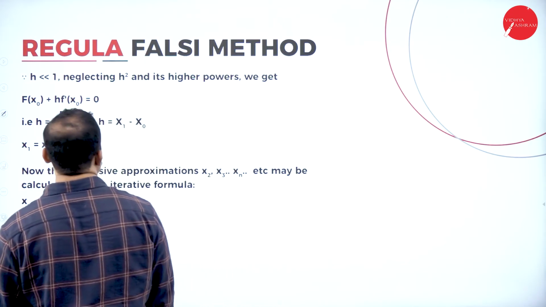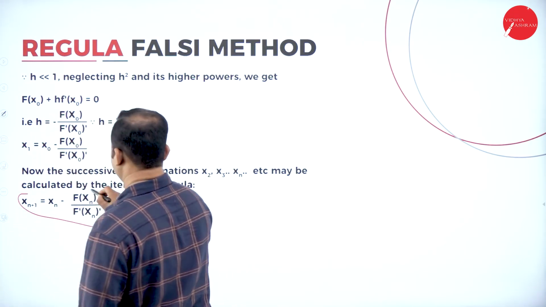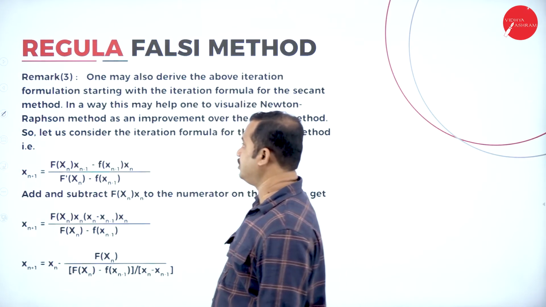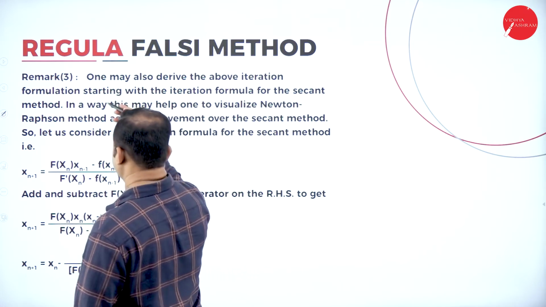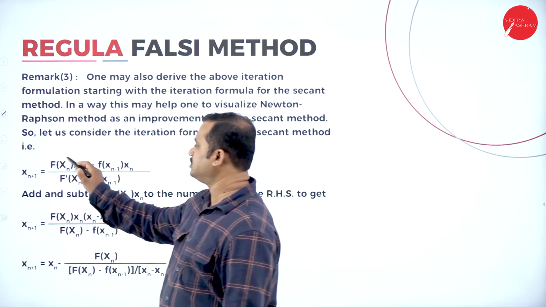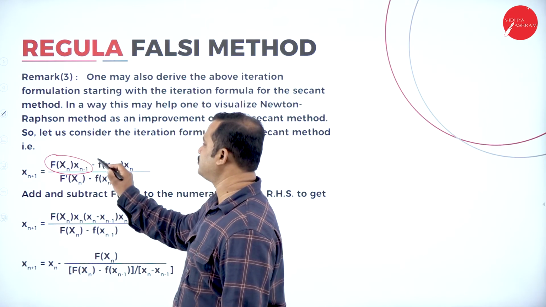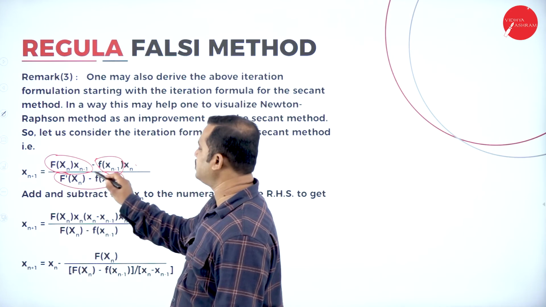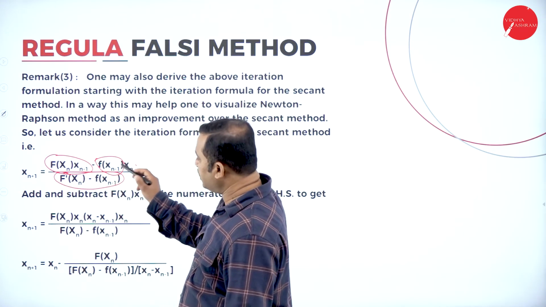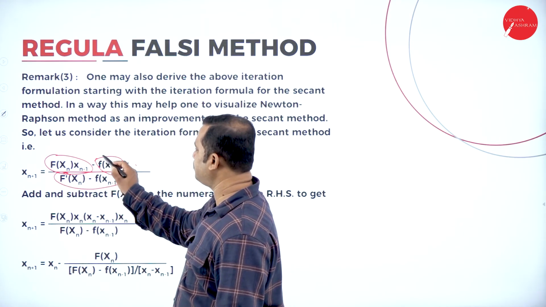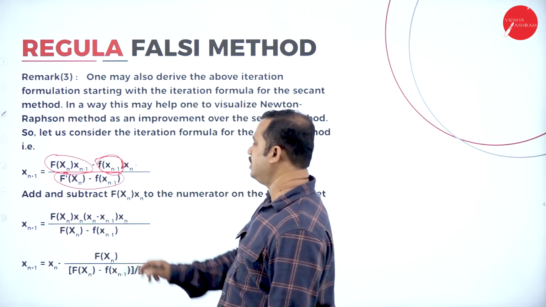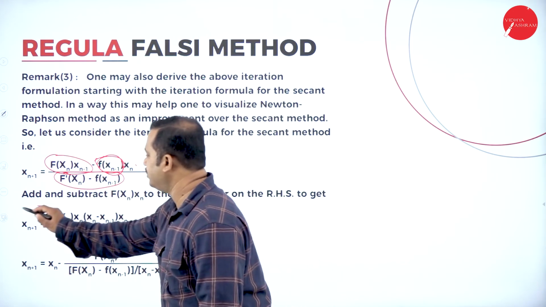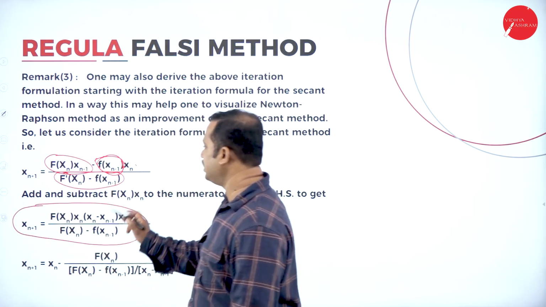Observe this carefully here. x_{n+1} = x_n - f(x_n) / f'(x_n). That is the formula we are using here. The same thing is explained in terms of the secant expression: f(x_n) x_{n-1} - f(x_{n-1}) x_n divided by f(x_n) - f(x_{n-1}). Add and subtract f(x_n) with x_n, then you will get the value of x_{n+1}.